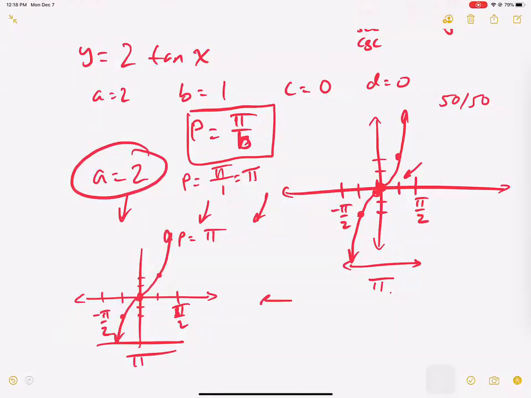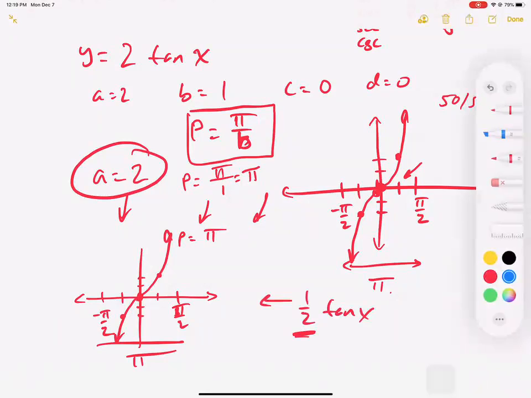What if this graph was 1/2 tangent of x? What if the only difference was the amplitude? Well, just put the A value 1/2. Sorry, that's not 1/2, that's 1. 1/2 would be like right here. Are you guys okay with seeing that as 1/2? So how would this look? It would be squishing it. Yeah, I'm going to squish this bug. It would be squished down.